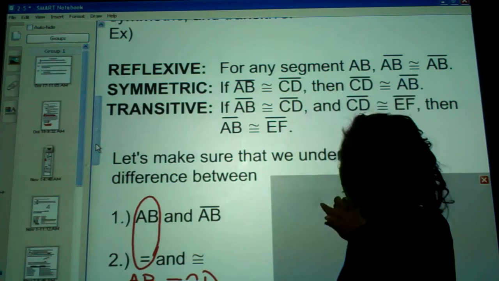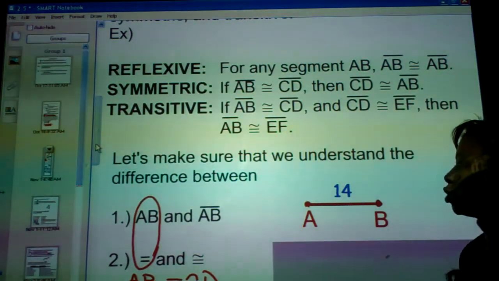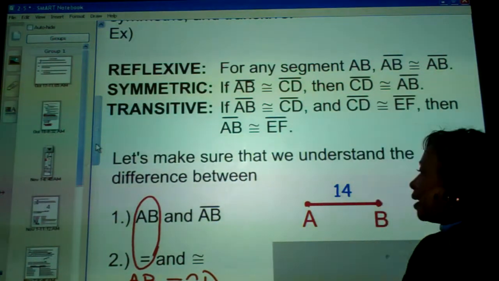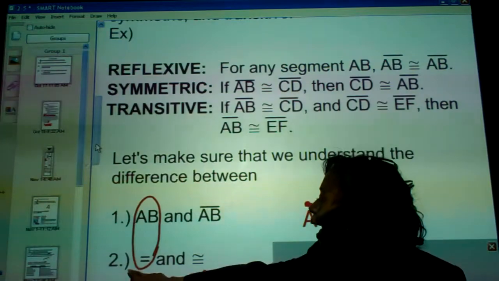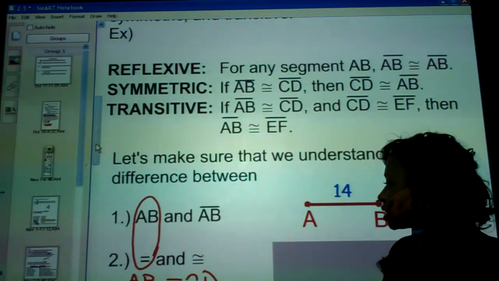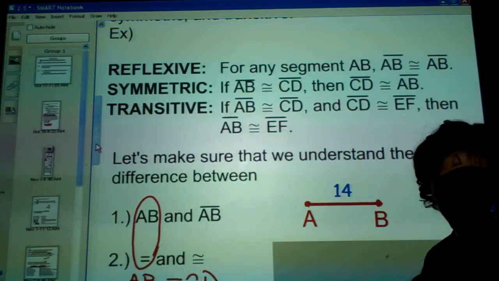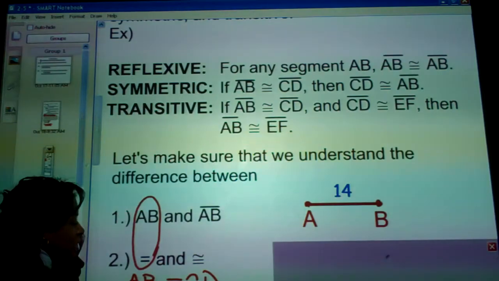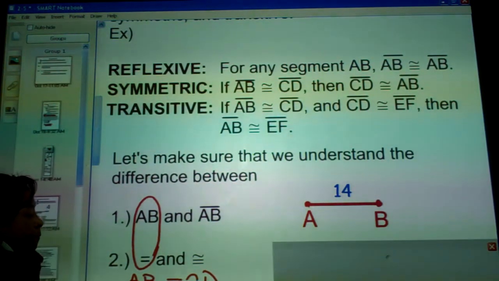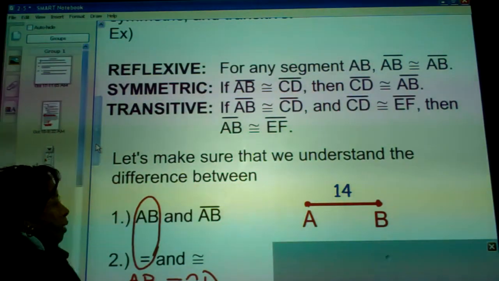All right, so here we have, for example, AB is 14 units. If I write AB with no hat is equal to CD, even though I don't see a CD, that means equal and no hat. I want the number. So that means I put the number 14 is equal to 14. No hat and equal means use the number.